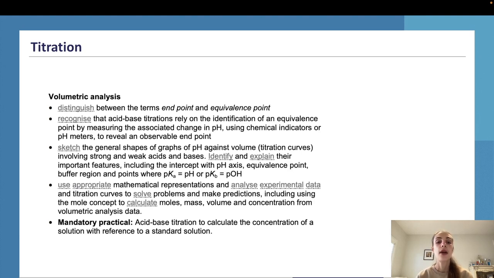And then finally, we've got a point here about a mandatory practical. In class, you'll do acid-base titrations in order to calculate the concentration of a solution in reference to a standard solution. That's a really important practical because you are fully assessed on the concepts which surround that practical, because it basically ties completely into everything that you learn in relation to titration, and it's very helpful. So it's really important that you pay attention to that.